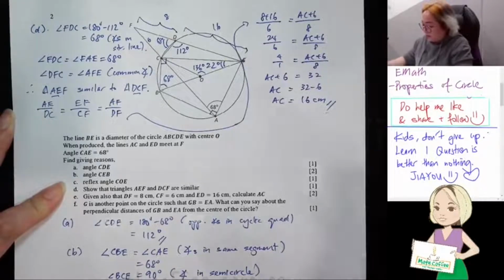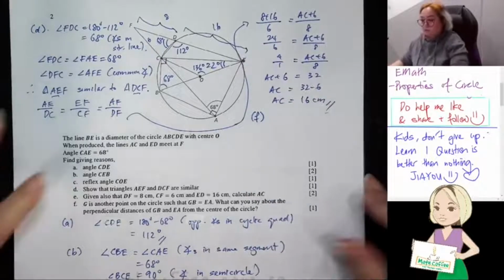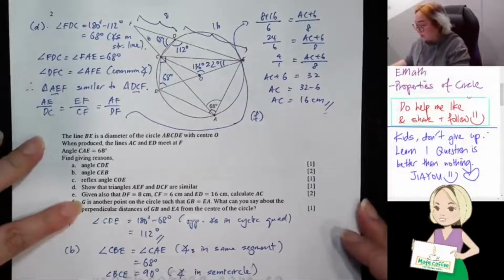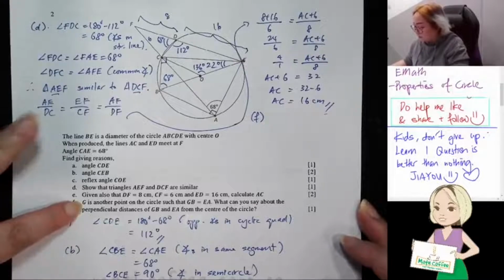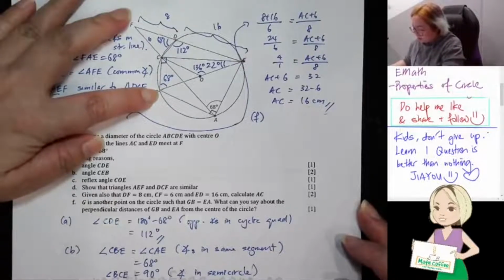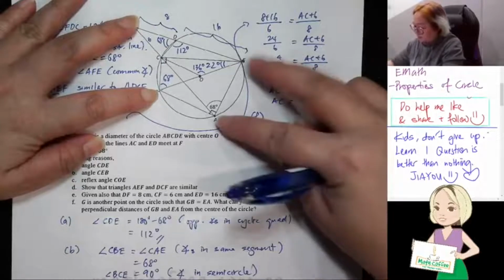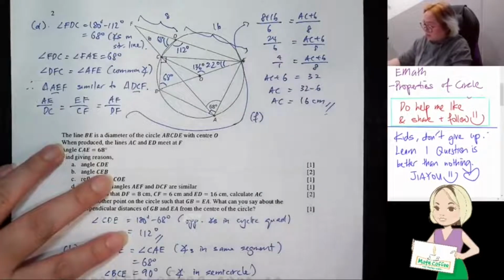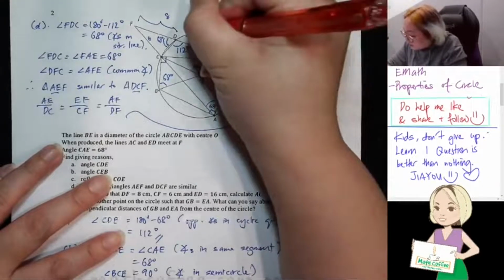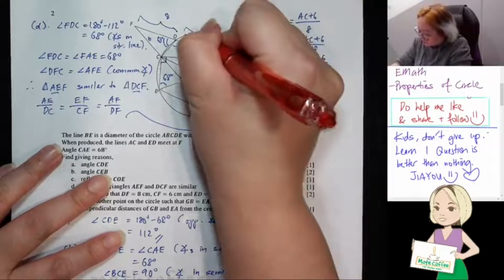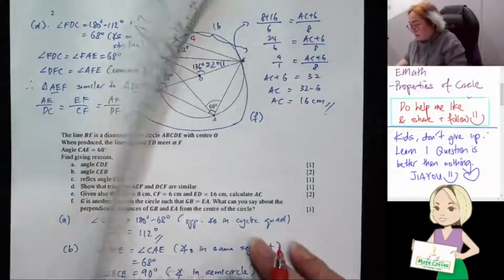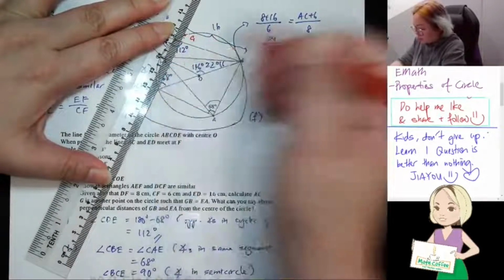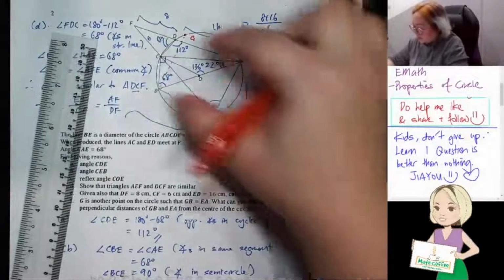Okay, now part F. Part F, they ask, G is another point on the circle such that GB is equals to EA. So they are saying, okay, something like this. Let's say maybe this one is my G. So they are saying that DG, yeah, I'm going to draw dotted so that I can confuse. They are saying that this and this is equal.